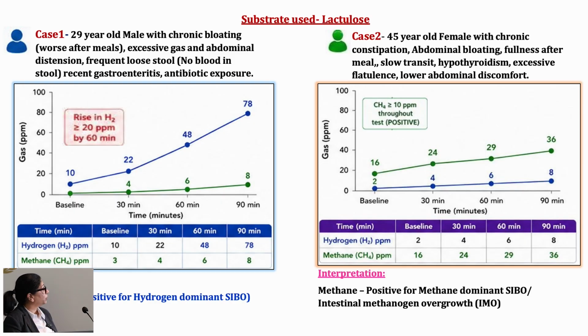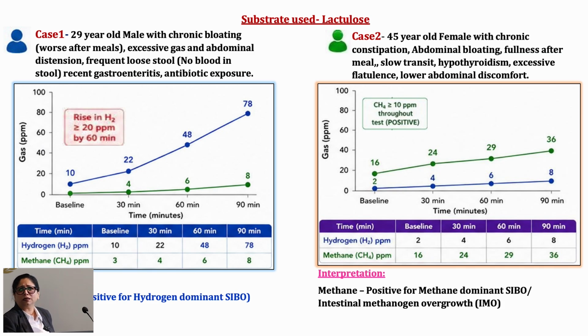What is your interpretation? Here, if you look, you can see the hydrogen. I told you hydrogen gas should be more than 20 ppm above baseline. So here the baseline is 10. As it goes, at 30 minutes it is 22, then 48 and 78. So you can see the hydrogen going up to 78 in 90 minutes.